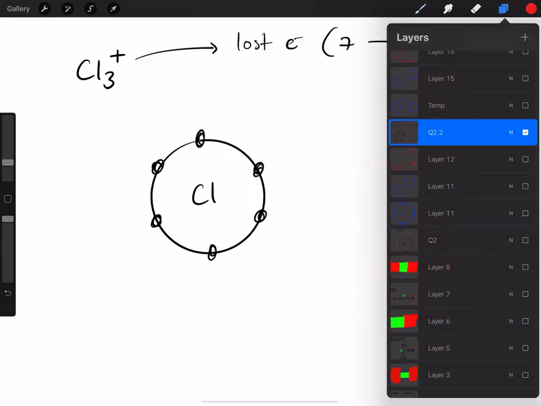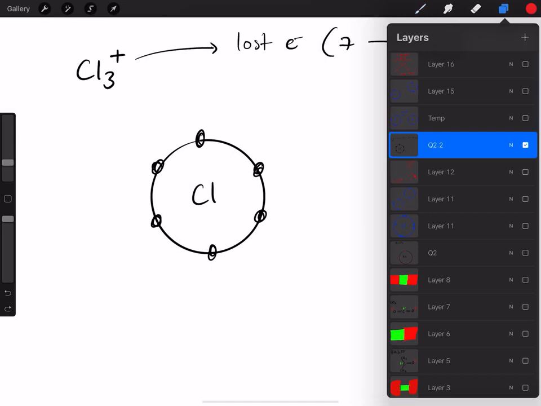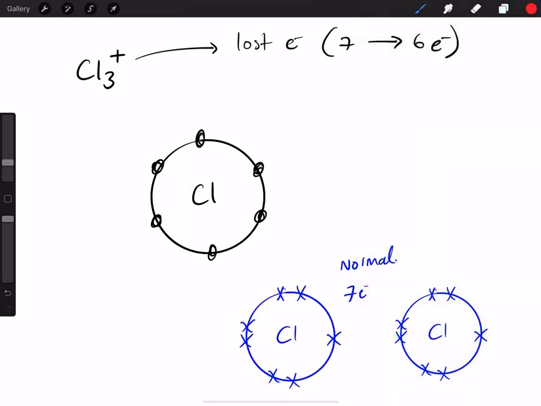Moving on to the next question. So Cl3+. This is one molecule of 3 chlorines joined together. However, one of the chlorines has lost an electron. So instead of having 7 electrons like chlorine normally does, it has 6 electrons. Here I've drawn that one, so there's chlorine with 6 electrons. The next 2 chlorines will just be normal chlorines with 7 electrons.